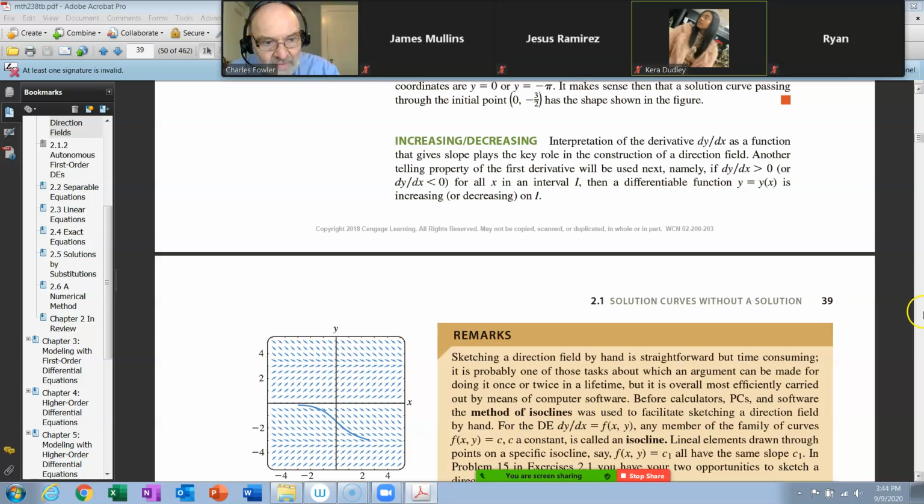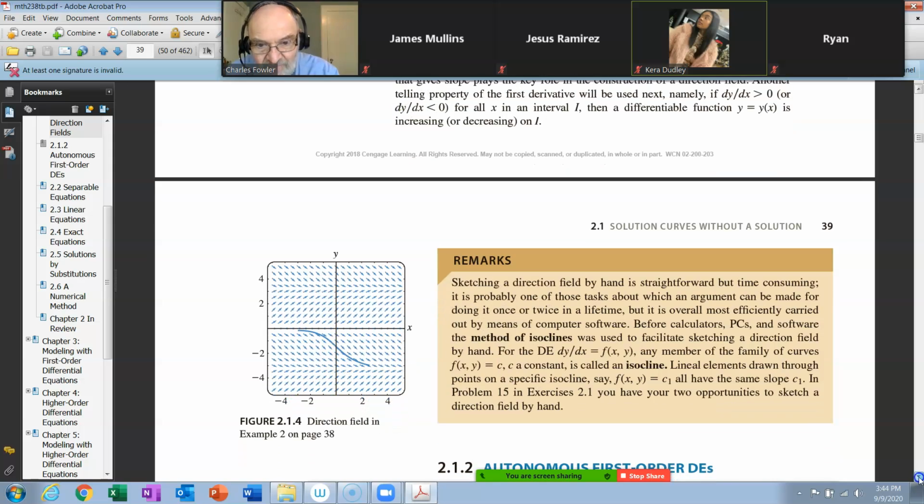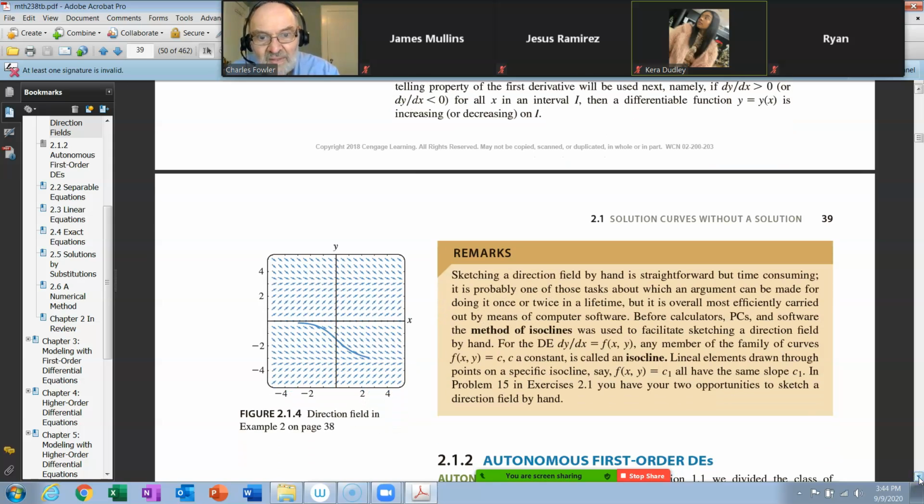So, here are the remarks. This was a fairly short section here. It's not all of one section. It's 2.1.1. Sketching a direction field by hand is straightforward, but very time consuming, probably one of those tasks about which an argument can be made for doing it once or twice in a lifetime. That's sort of an exaggeration, but it is overall most efficiently carried out by means of computer software. Before calculators and PCs and software, the method of isoclines was used to facilitate sketching a direction field by hand.